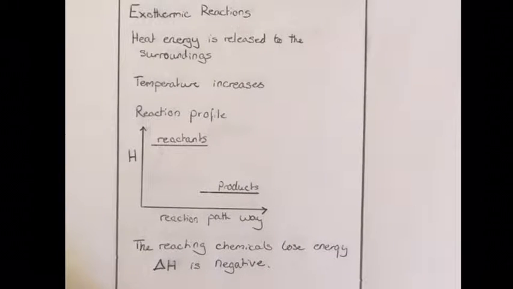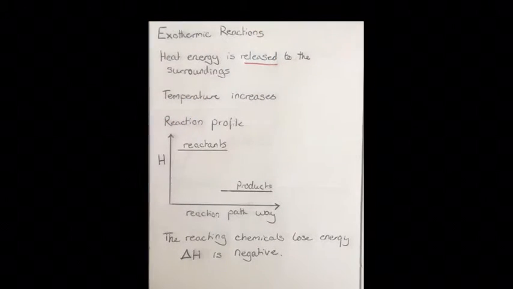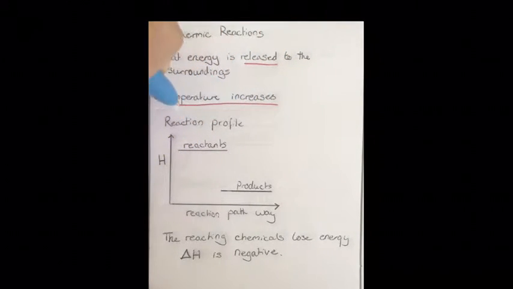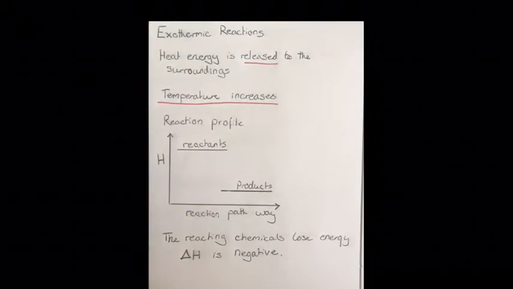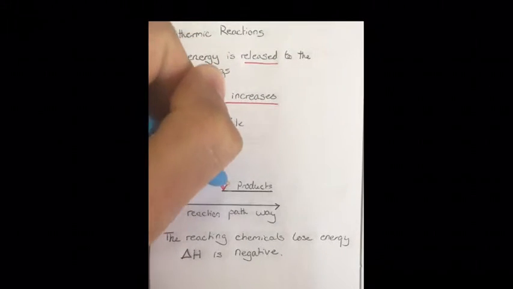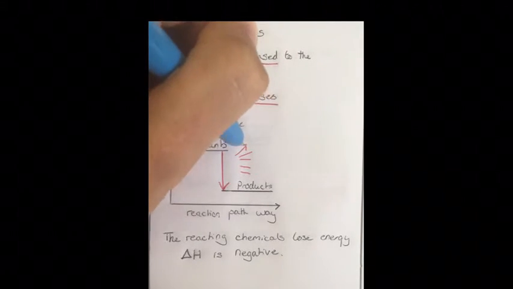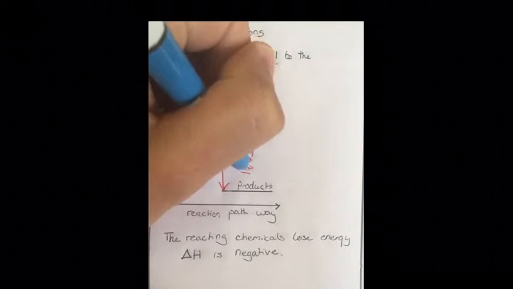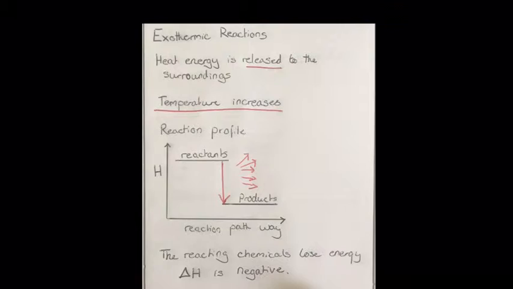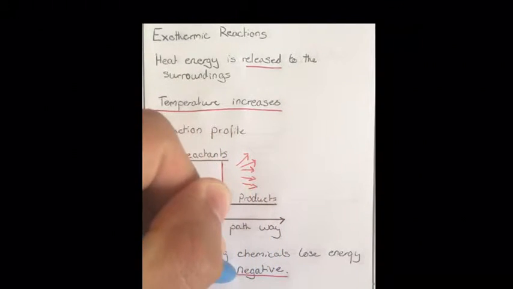One type of reaction which you should already be familiar with are exothermic reactions. In an exothermic reaction, heat energy is released to the surroundings. This causes an increase in temperature. If we look at the reaction profile, which shows the enthalpy of the system at different points throughout a reaction, we see that the reactants start off with a high enthalpy and then give out heat energy to the environment. This means that the products have less enthalpy than the reactants, and therefore overall in the reaction, the enthalpy change is negative.